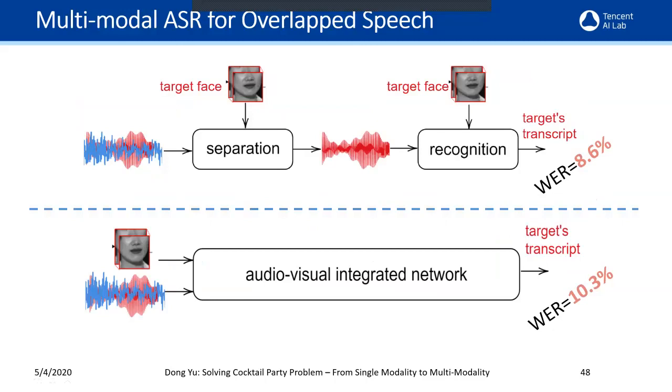We compared the integrated acoustic model we just discussed, in which separation and recognition are conducted with a single network, with the pipeline system, in which we first extract the target speaker's speech and then recognize it. In this latter setup, the target face is used in both steps, and the separation and recognition components are jointly trained as a multitask learning problem. Experiments show that the pipeline system outperforms the integrated system so far. We can reduce the error rate from 10.3 to 8.6%.